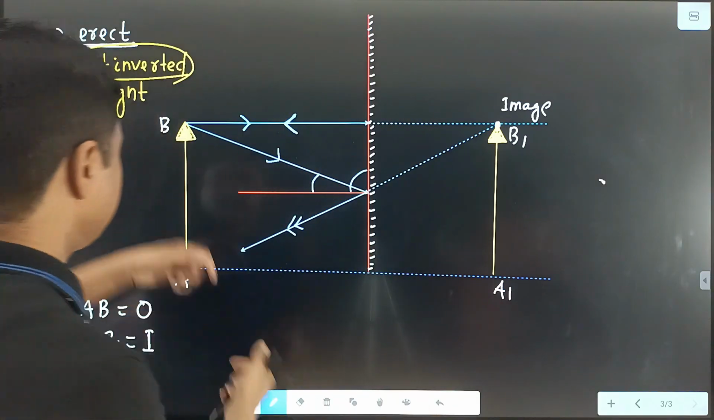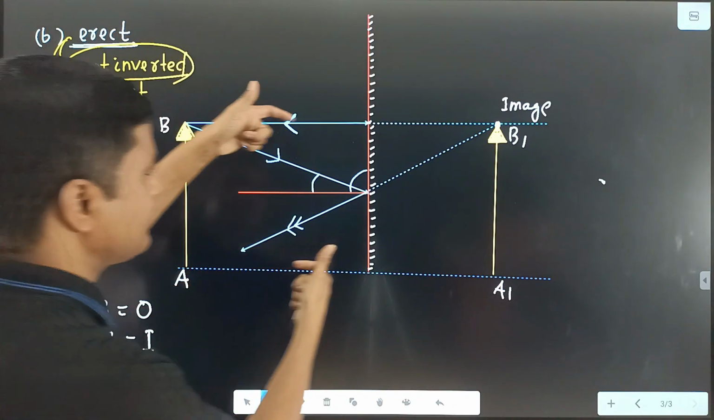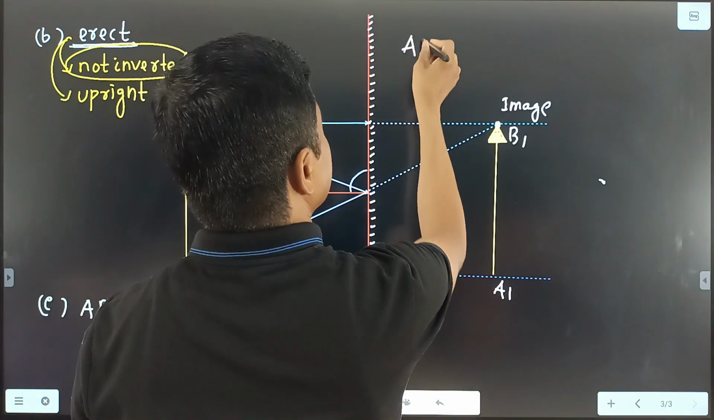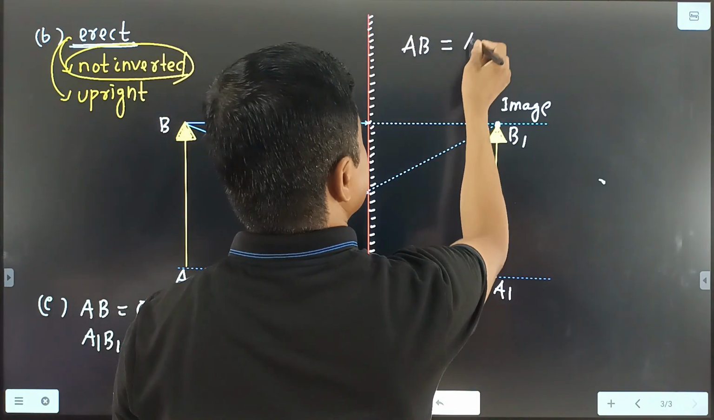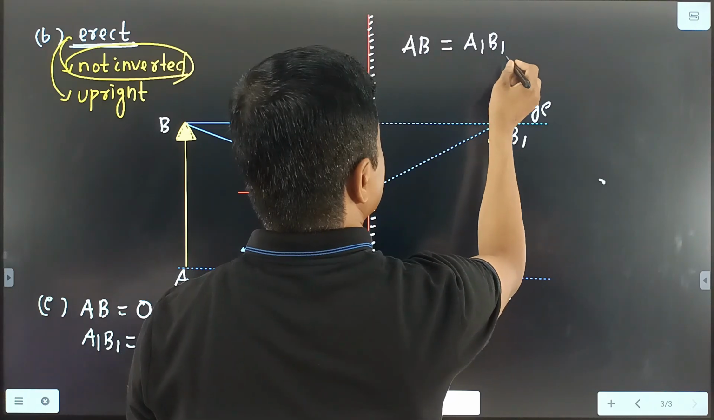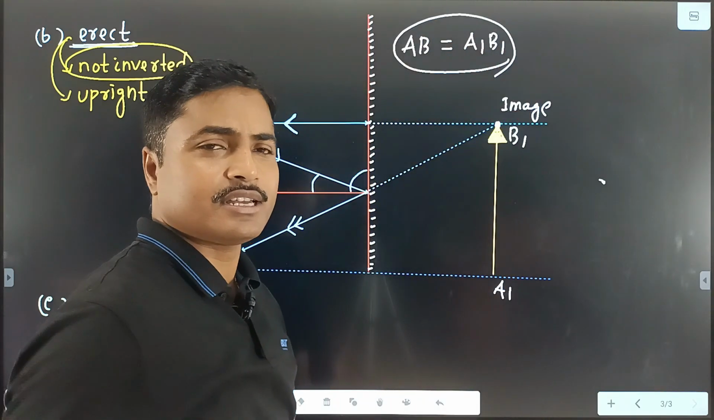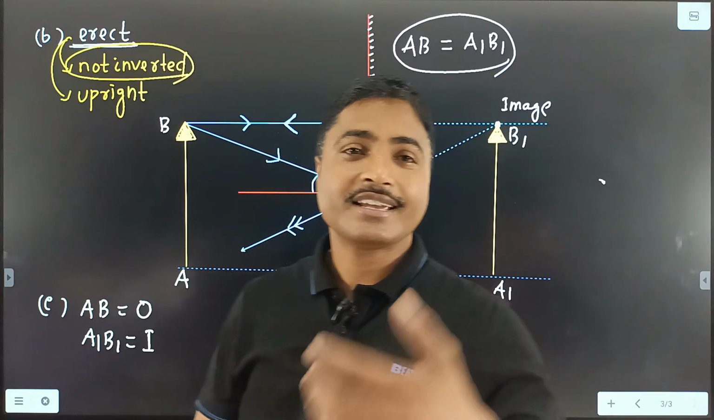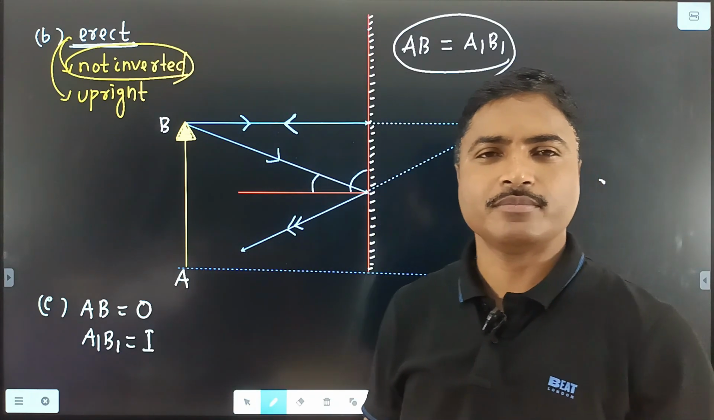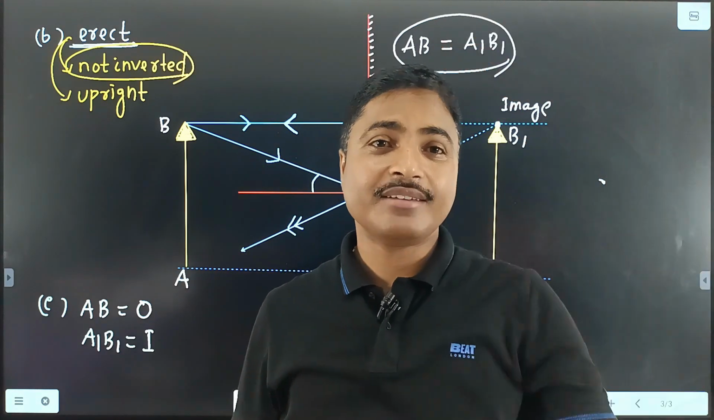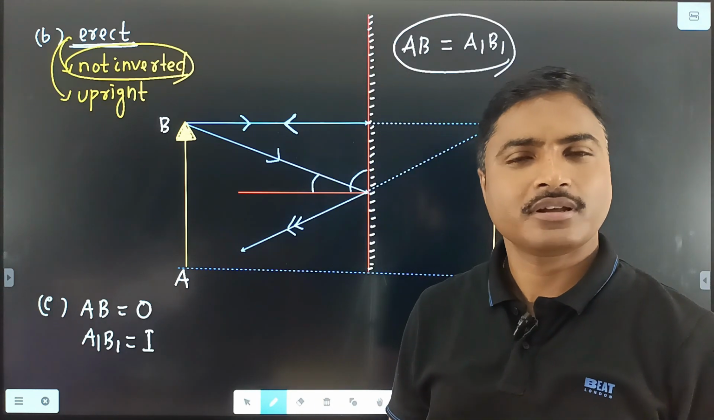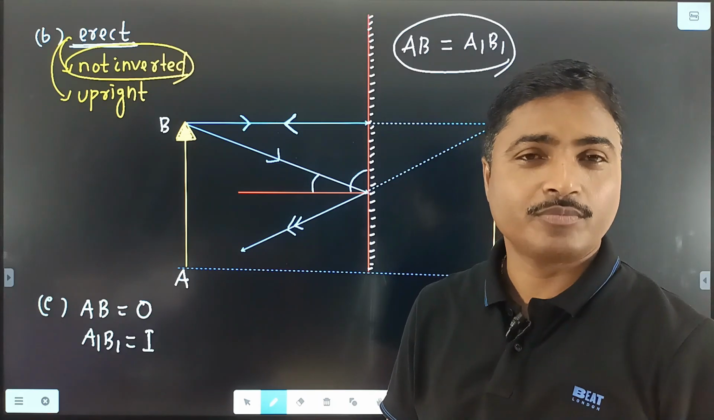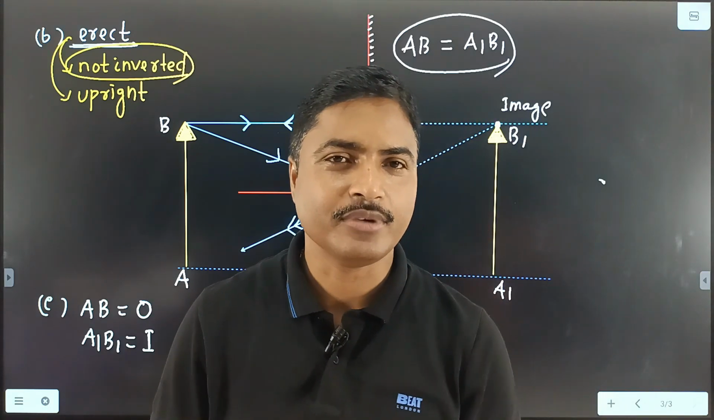And look at the figure. Here AB is the same as A1 B1. AB, the height of the object, is the same as the height of the image. That means both are the same size. In the case of a plane mirror, the height of the object is the same as the height of the image. Clear? This is the third property, or third characteristic, of an image formed by a plane mirror.